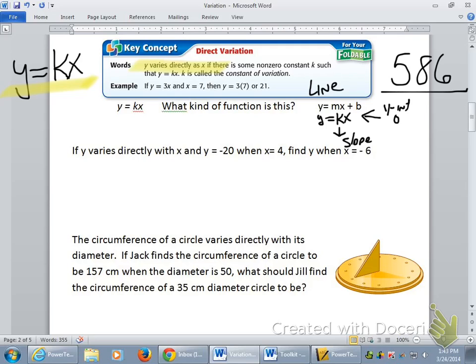But what I want to do right here is take y equals kx and solve it for k. How do I solve this for k? Divide by x on both sides. And I just found out that k equals y over x, right? That's an important relationship. Excuse me, k equals y over x. Because now I always know how to find my constant k. My constant k is going to be the ratio of the y over the x.